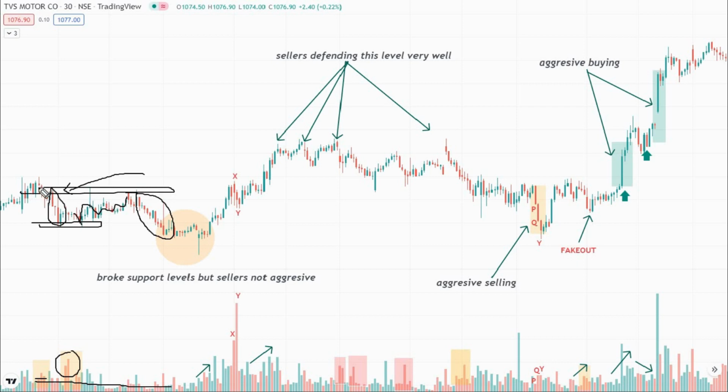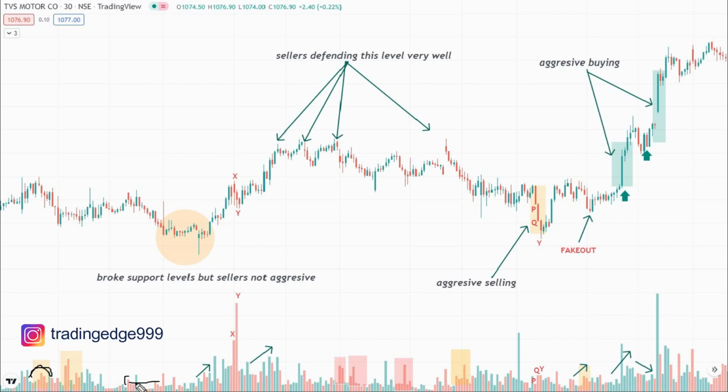But again from here, sellers defending this level pushed the prices towards the downside, but the volumes are now very low. If we compare this volume with this volume, these are very low. So this is an indication that although prices are going towards the downside, volumes are also going down. This means sellers are not very interested in selling TVS Motor at these price levels. That's why we are not seeing aggressive selling pressure. This is a very important point.